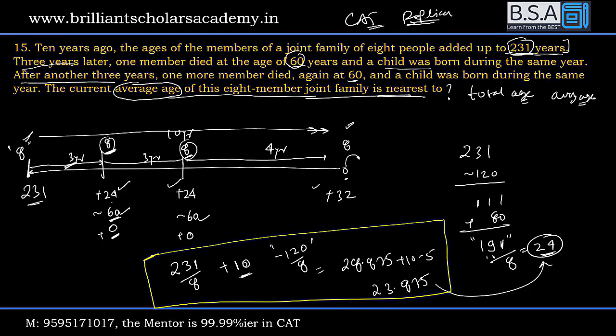Because the total number of members never changed, it always remained 8. So every member gains 10 years, so the average should go up by 10. This should be the increase in the average. Then what are we applying here? We are applying the average loss. The total loss was 60 and 60, 120. What is the average loss? Average loss is 5. So plus 10 minus 5. That should be the answer.